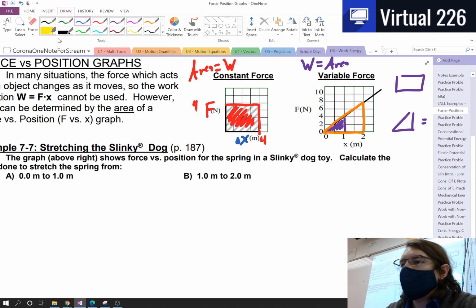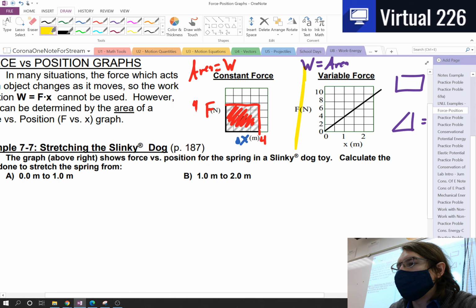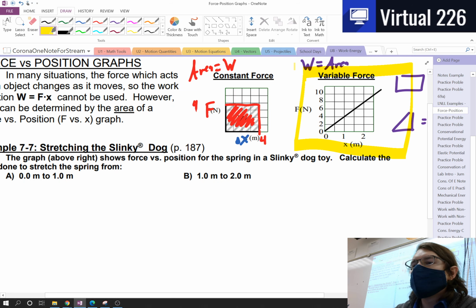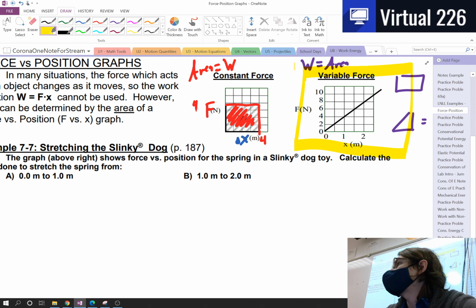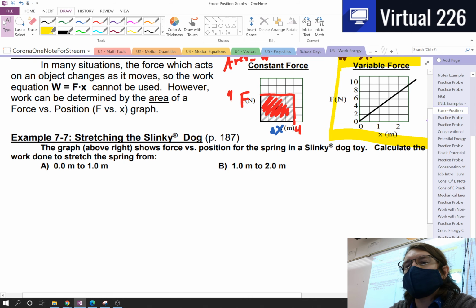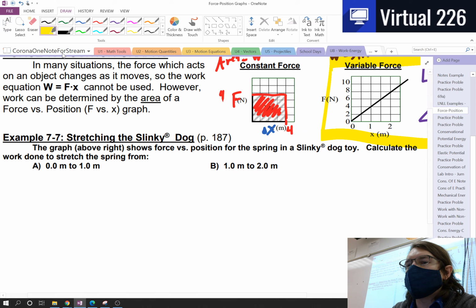But what we have here in this graph up here at the right, so we're looking at this variable force graph up here. This graph is a good graph for the force versus position for a spring, like Slinky Dog. What we'd like to do is calculate the work that is done to stretch the spring from 0 to 1 meters, and then from 1 to 2 meters.